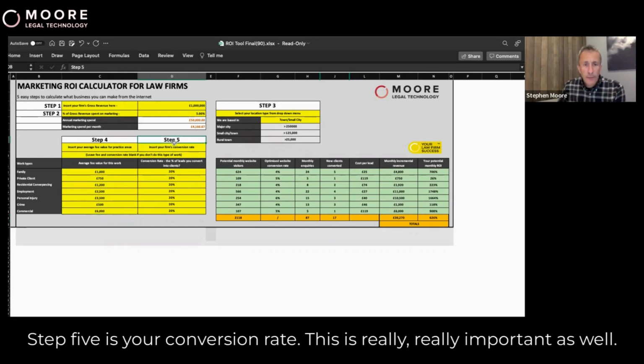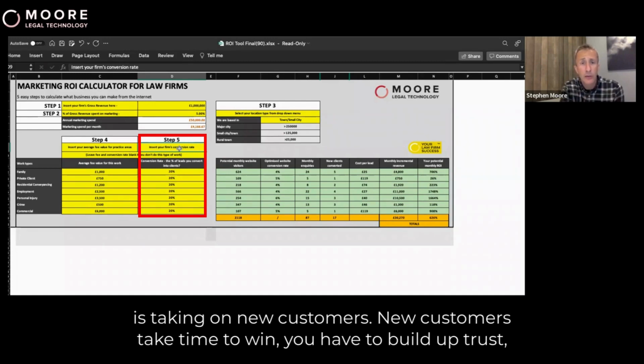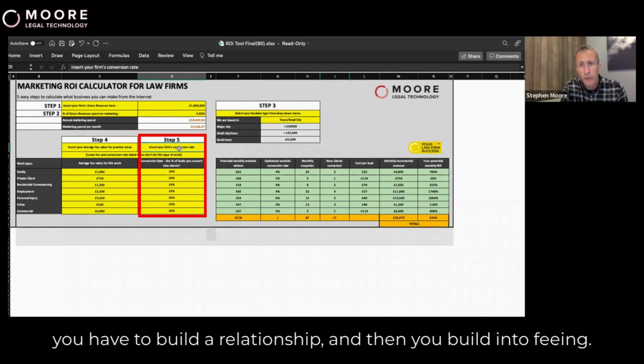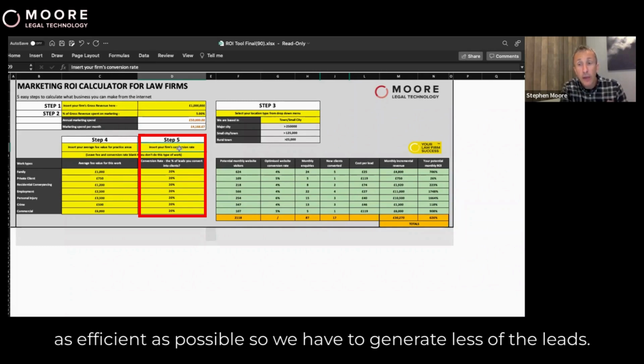Step 5 is your conversion rate. This is really, really important as well. The hardest thing to do in terms of generating new business, building additional revenue, is taking on new customers. New customers take time to win. You have to build up trust. You have to build a relationship, and then you build into feeing. What we ideally want to do is make our conversion rate from lead to new customer as efficient as possible. So we have to generate fewer leads.